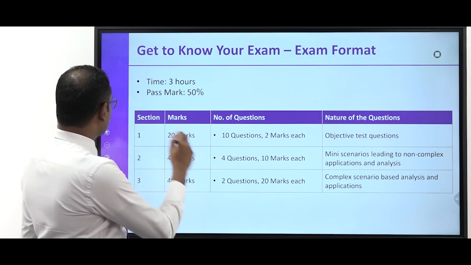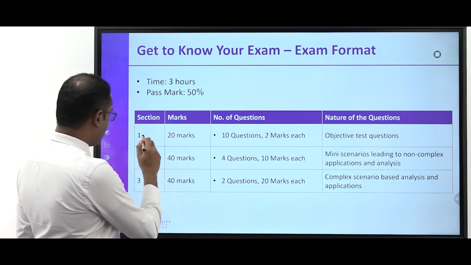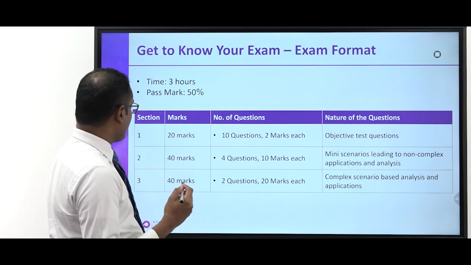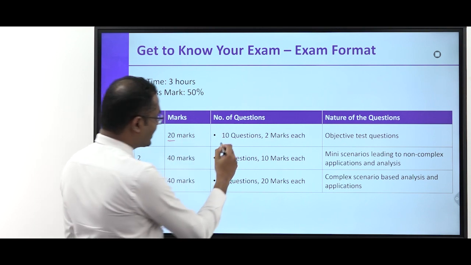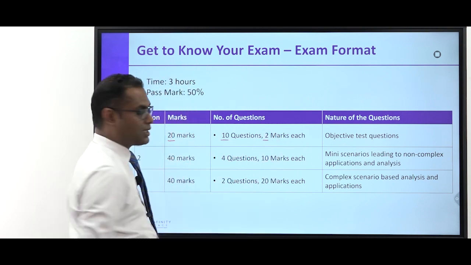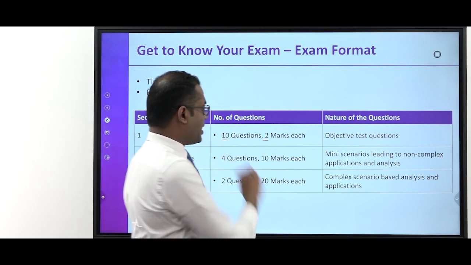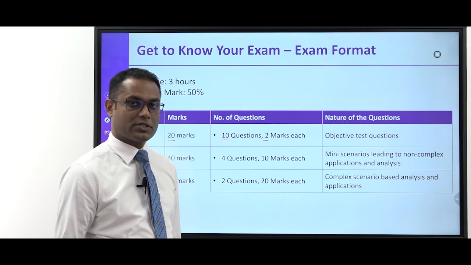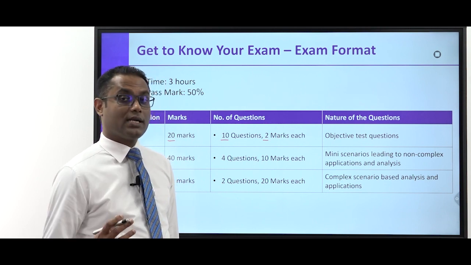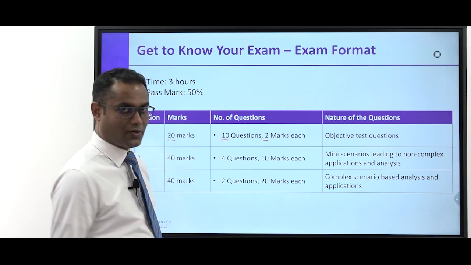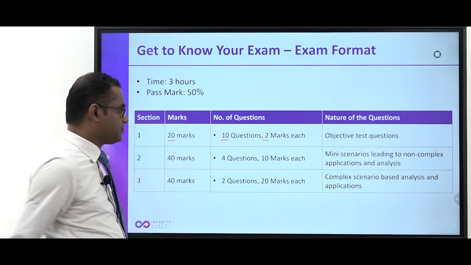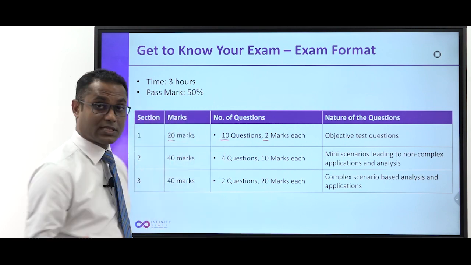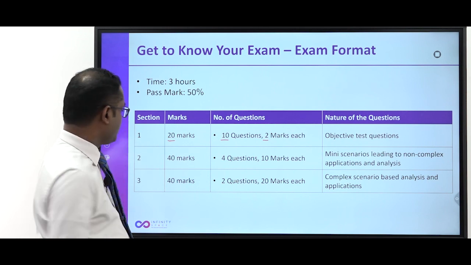There are 3 sections, section 1, section 2 and section 3, in the exam paper. Section 1 is 20 marks, 10 questions, 2 marks each. 10 into 2, 20 marks. These questions are objective test questions, mainly multiple choice. You are given 4 answers, and out of that you need to select the correct answer. It can be from any area of the syllabus, so the section 1 questions can be from any area of the syllabus.